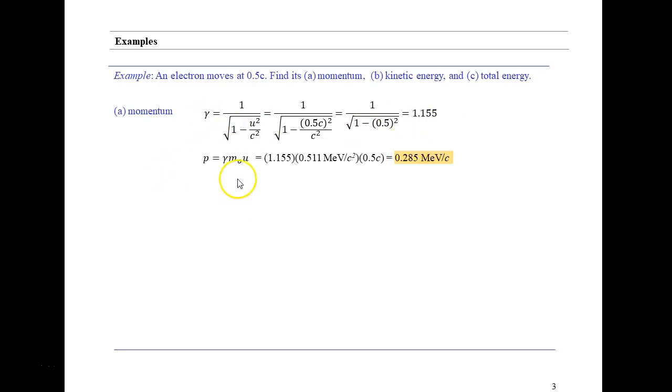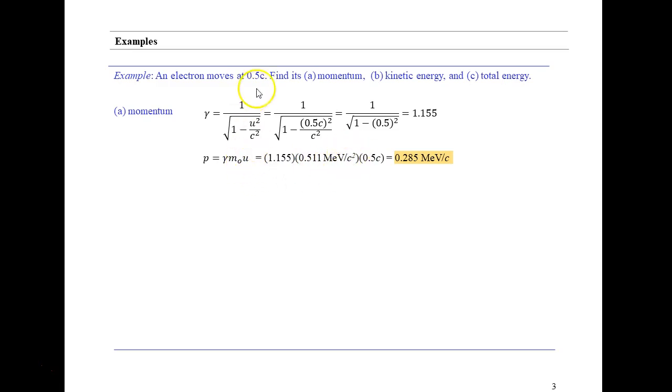Now that we have the gamma, we use the definition of the momentum. And watch. See this m naught right here? Don't put in kilograms, put in, since it's an electron, 0.511 MeV per c squared.